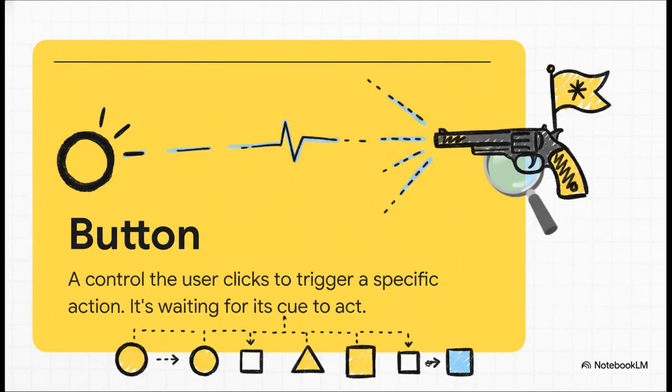And now for our star of the show, the button. Its job is incredibly simple, but so powerful. It literally just sits there, waiting for you to click it. And the moment you do, it kicks off a very specific action that a programmer wrote beforehand. It's the go signal for the whole operation.